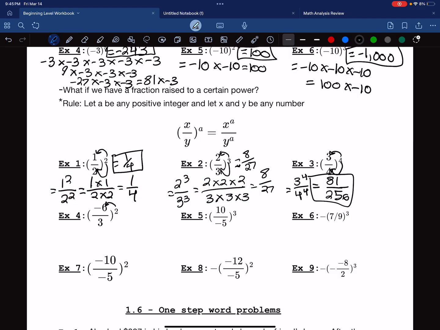So we're going to raise the exponent to both the numbers. So we're going to get -6, and don't forget those parentheses like I mentioned, squared divided by 3 squared. So in other words, this is saying what is -6 times -6? And -6 times -6 is positive 36. And 3 squared is 3 times 3, which is 9. And 36 divided by 9 is actually 4.